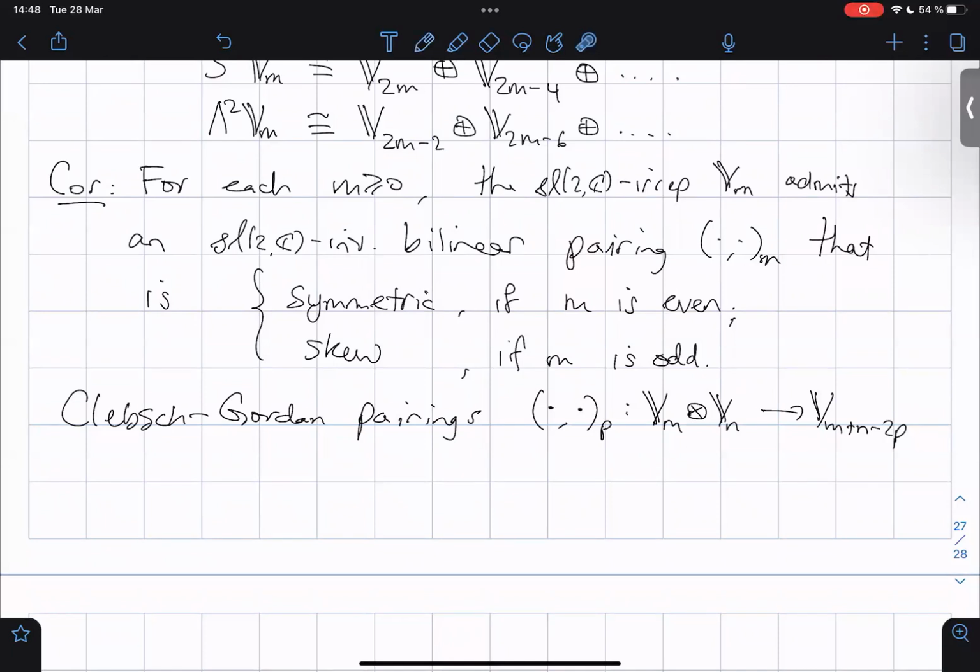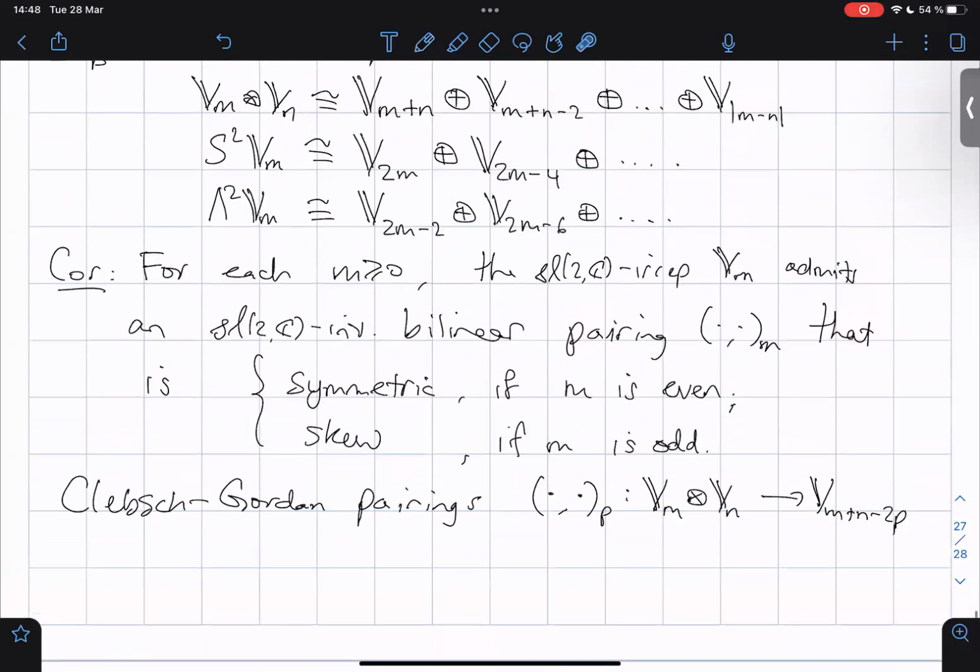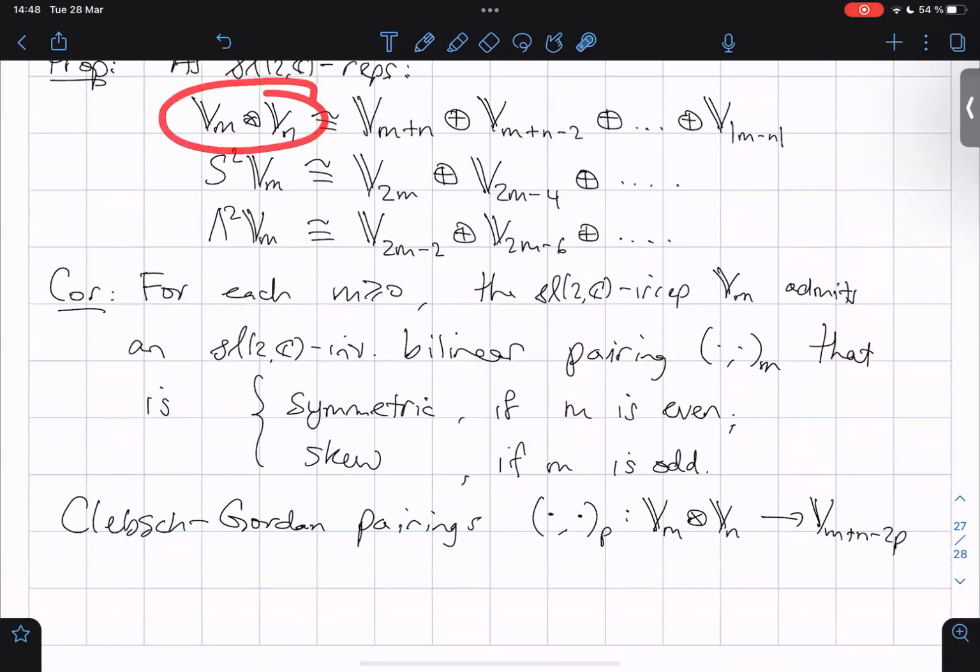So I've used this subscript notation. Let's just make sure that this makes sense. Over here, V_M tensor V_N, you have the top one and then lowering by 2. So this shifts the top one, M plus N, by multiples of 2. Certainly these appear in this decomposition, so you could ask to do this projection.